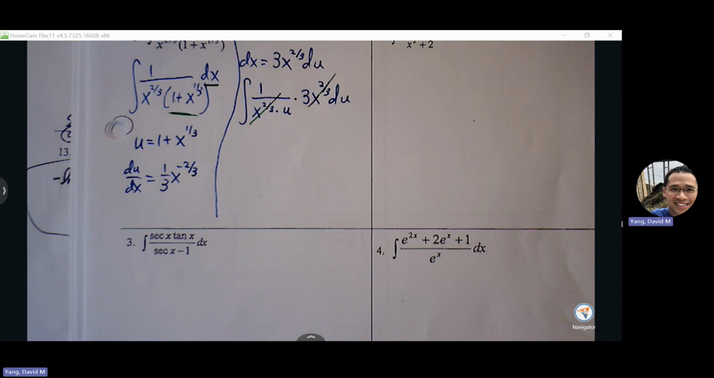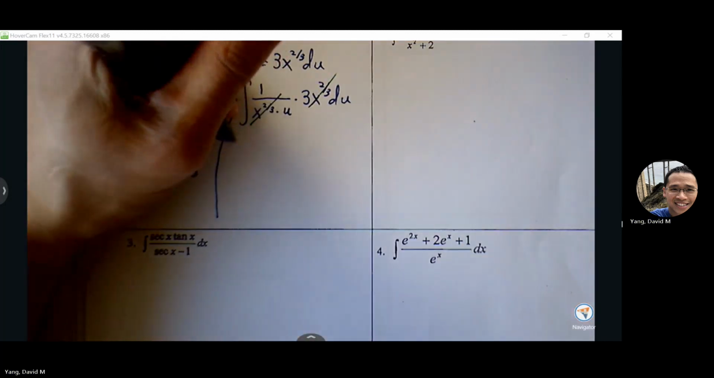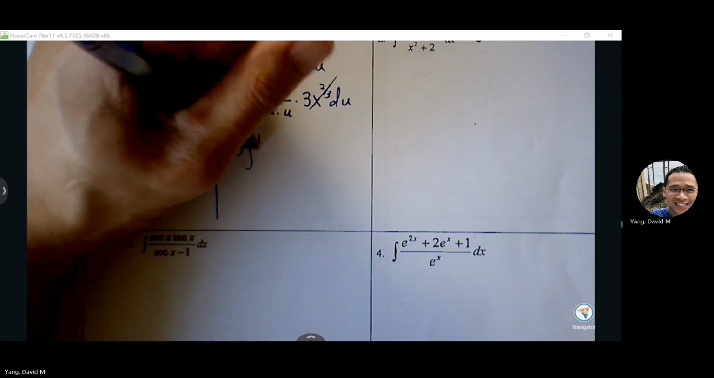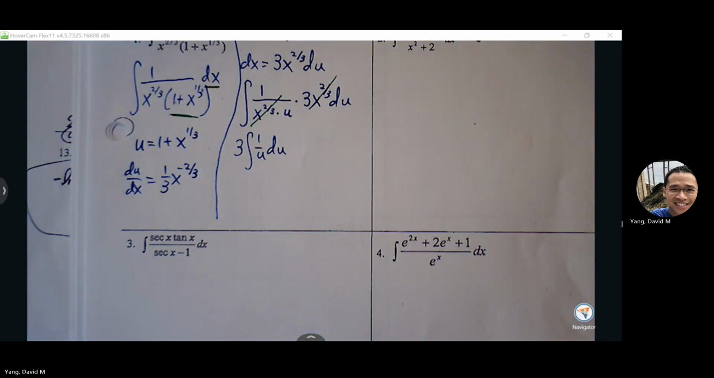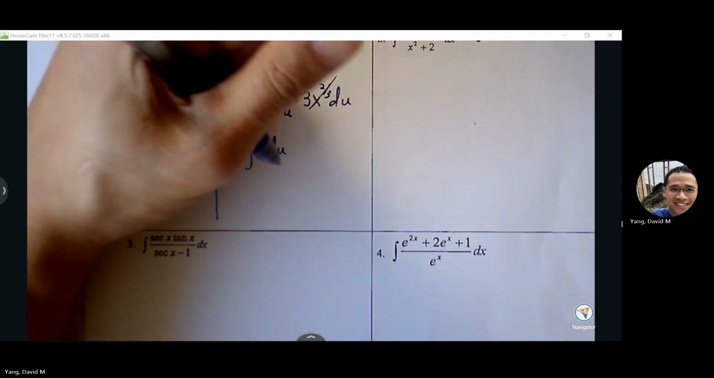And then when do you take out the 1/3, or the 3? I would take it out now, because now I'm just trying to see if I can make this look like a rule that I want to use. So then you use the 1/u rule, which is ln, the natural log absolute value of u.